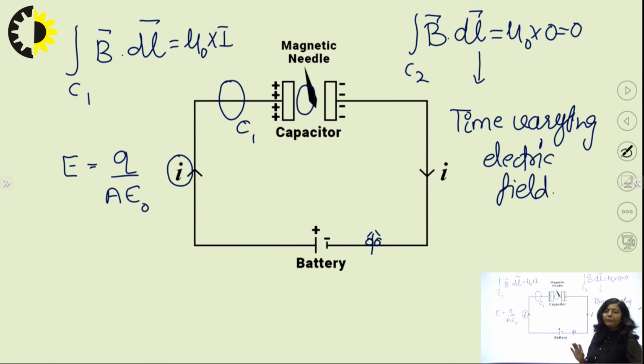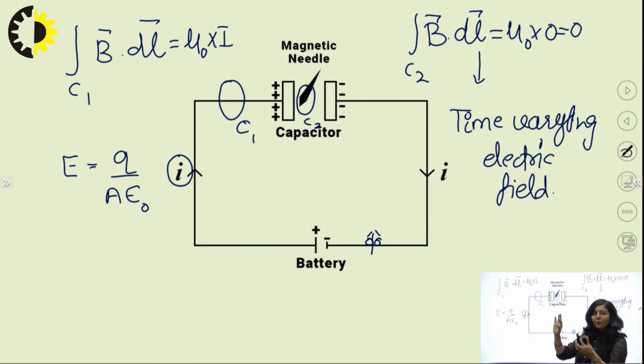So I hope now it is clear that in C1, the magnetic field is because of flow of charge, whereas for loop C2, we have magnetic field because of a time varying electric field. Two different factors are giving us magnetic field. For loop C1, flow of charge gives us current, which gives us magnetic field. But for loop C2, a time varying electric field is giving us a magnetic field.